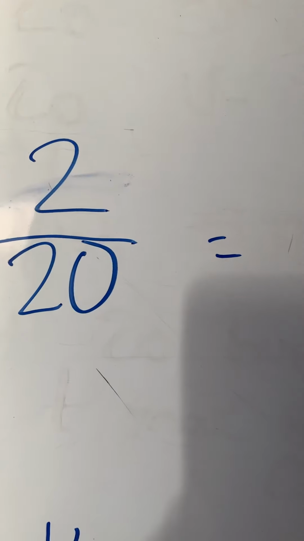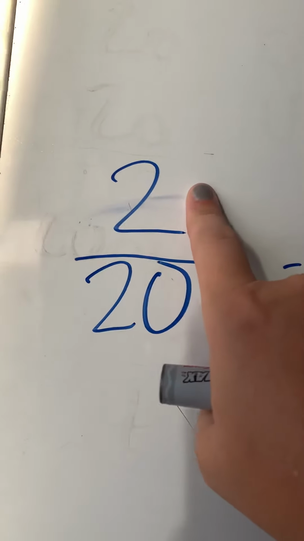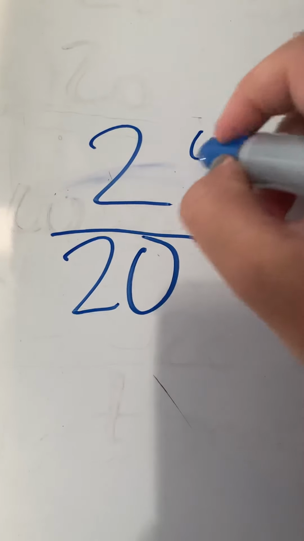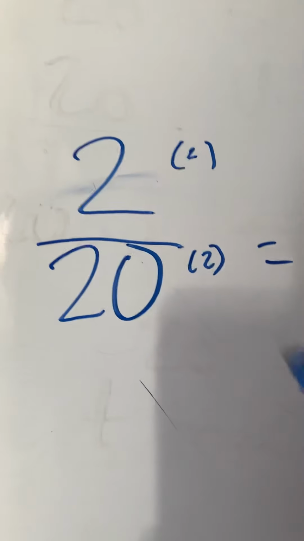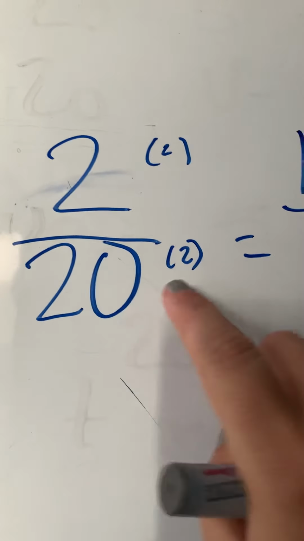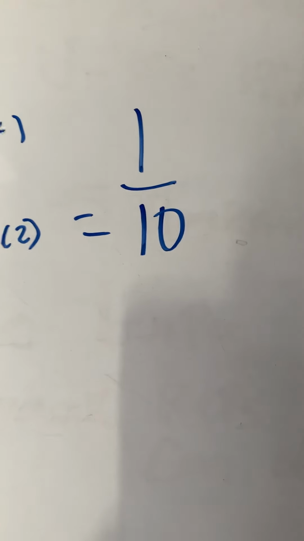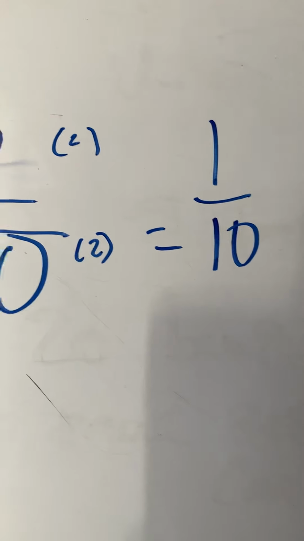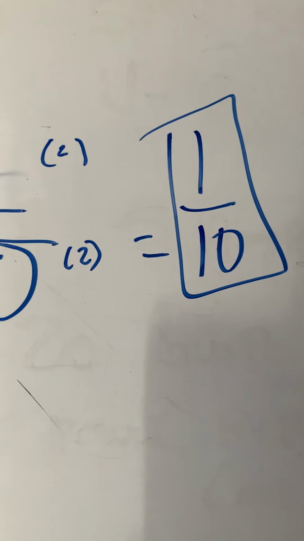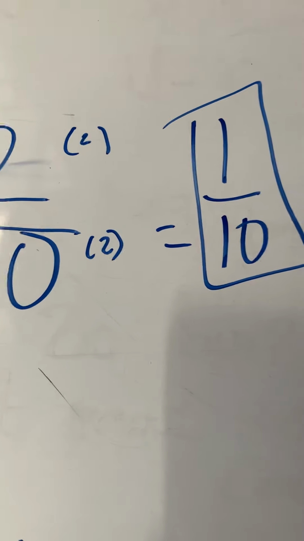Let's look at the third one, 2 and 20. Well, this one's pretty easy because you know that 2 can only go into 2. So I always put what I'm dividing by to the side. 2 goes into 2 1 time. 2 goes into 20 10 times. When you get to 1 as the numerator, it cannot be reduced anymore. Always get in the habit of making a square or circling your final answer.